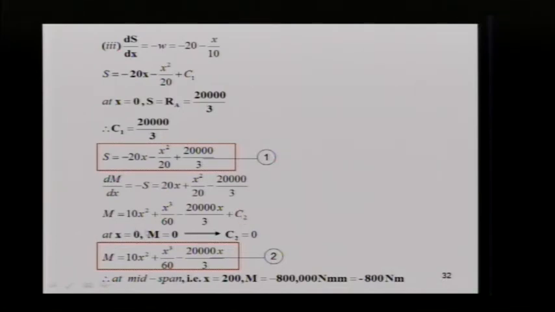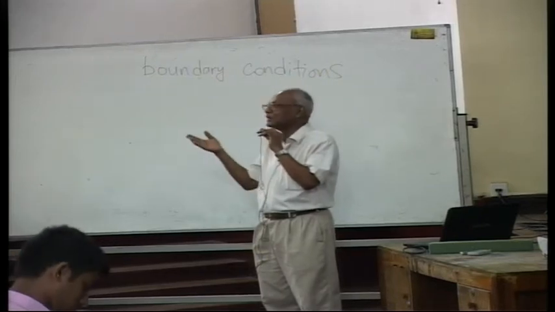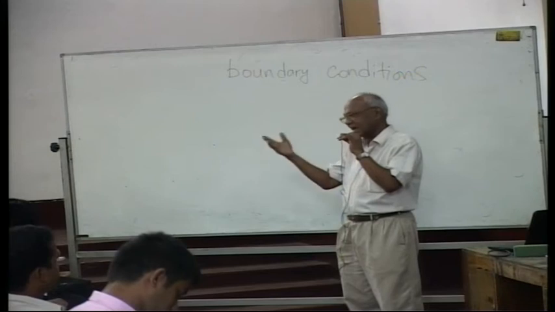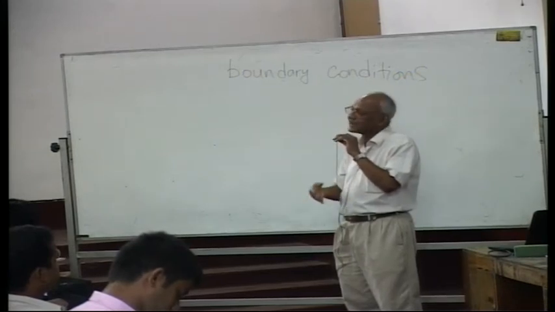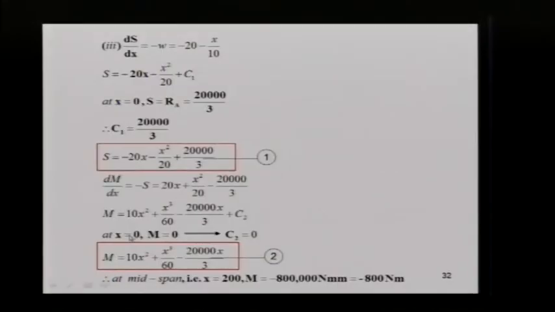But we use the knowledge that I said before. That does not come from any calculation, but from your knowledge of simply supported beams. At x equals 0, you could also use x equals 400, but that will just make life difficult for yourself, because then you have to put 400 in that equation. At x equals 400, M equals 0. At x equals 0 also, M equals 0, so you can use either of the two. If you put x equals 0, M equals 0, then this will be 0, this will be 0, this will be 0. And then 0 will be equal to C2, so C2 will be equal to 0.